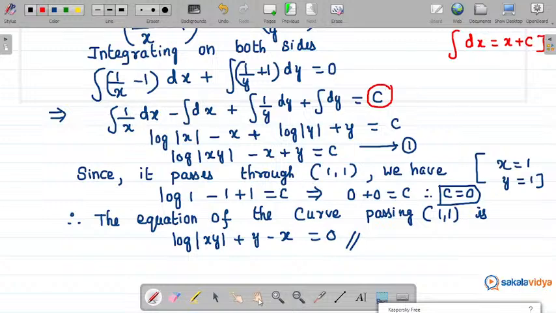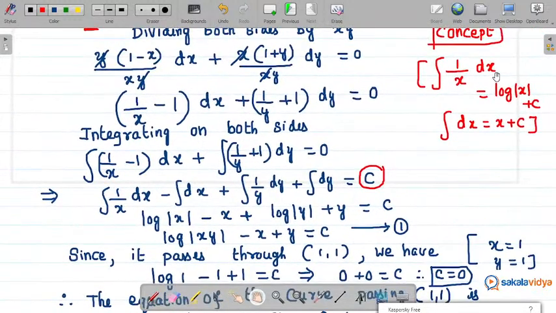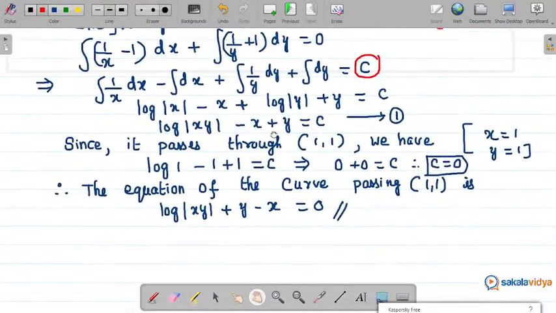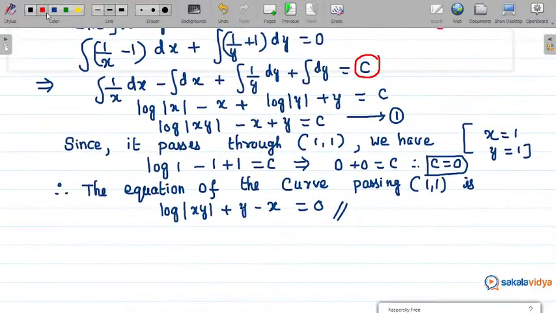Integral of 1 by x dx is log mod x plus c. This is the concept, right? Using this concept, we can write: log mod x minus integral of dx is x, plus integral of 1 by y dy is log mod y, plus integral of dy is y, is equal to c.